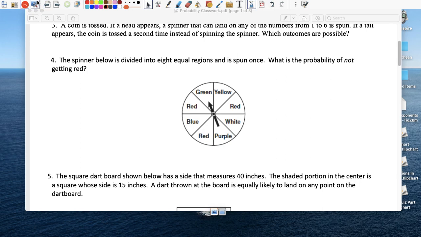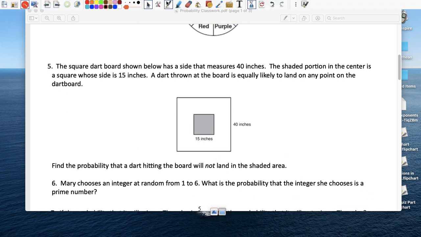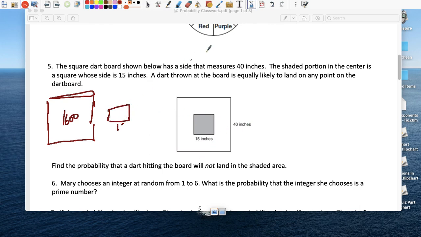Here we have a square dartboard. So what's the probability that when you throw the dart, it lands on that white area? Well, the big square is 40 by 40, which means the area is 1600, because you multiply 40 times 40. The smaller square is 15 by 15, so if you multiply 15 by 15, you get 225. So if we take the area of the big square and subtract the area of the small square, we get 1600 minus 225. So the non-shaded area, 1600 minus 225, is 1375.